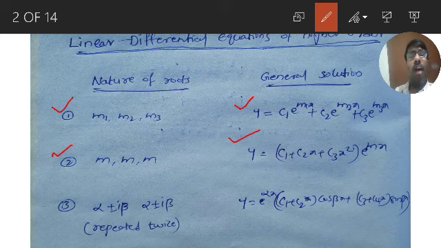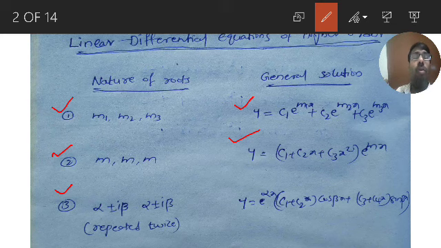Now coming to the third case, they are complex roots. First case is real and different, second case is real and equal. Now the third case is complex roots, alpha plus or minus i beta. Now if two roots are complex and one root is a real number, then for the real one you can write c1 into e power of m1x, and for the other two, e power of alpha x into (c1 cos beta x plus c2 sin beta x), that is already known.